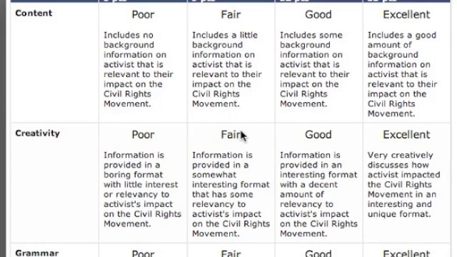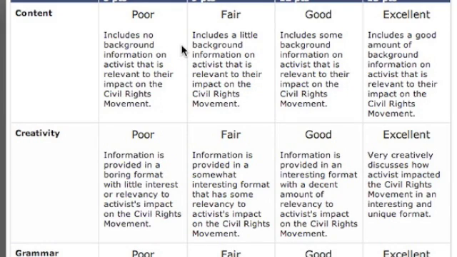As you can see here, there is a rubric, and it covers the 4 different categories that you need to complete: the content, the creativity, the grammar, and the organization. In each of these categories, you can receive up to 15 points. 15 points is excellent, 12 points is good, 9 points is fair, 6 points is poor.